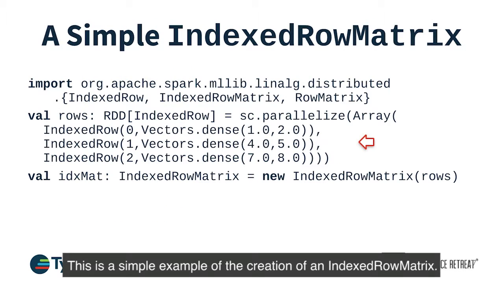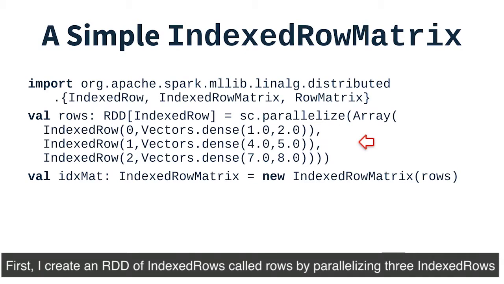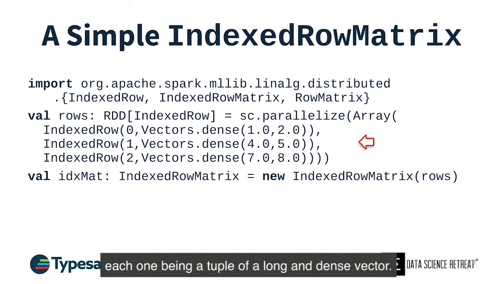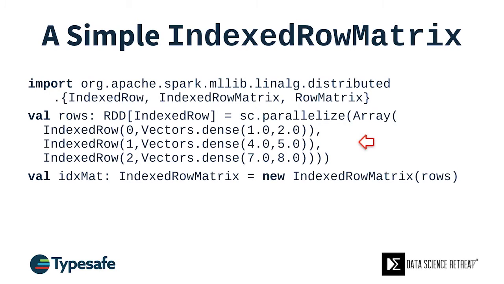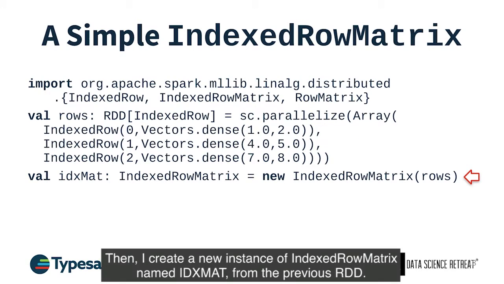This is a simple example of the creation of an indexed row matrix. First, I create an RDD of indexed rows called rows by parallelizing 3 indexed rows, each one being a tuple of a long and a dense vector. Then I create a new instance of indexed row matrix named IDXmat from the previous RDD.